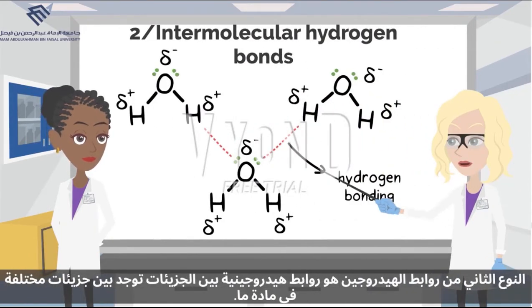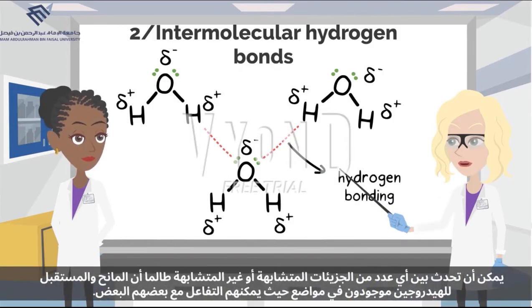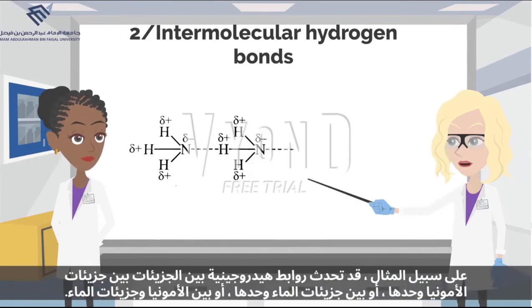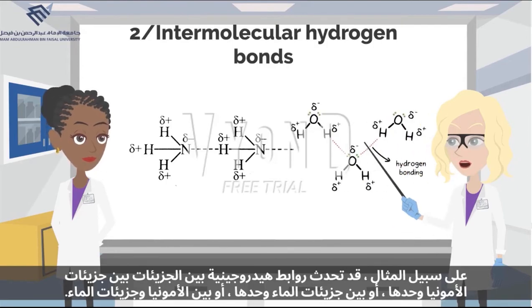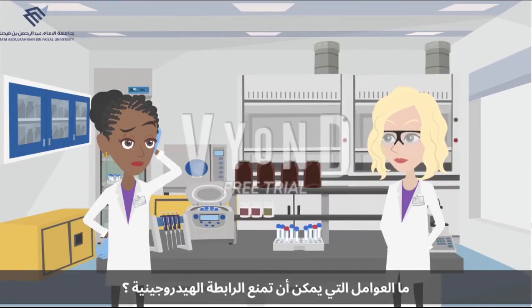The second type is intermolecular hydrogen bonds, which exist between different molecules in a material. They can occur between any number of like or unlike molecules as long as hydrogen donors and acceptors are present in positions where they can interact with one another. For example, intermolecular hydrogen bonds may occur between ammonia molecules alone, between water molecules alone, or between ammonia and water molecules. What factors can prevent hydrogen bonding?